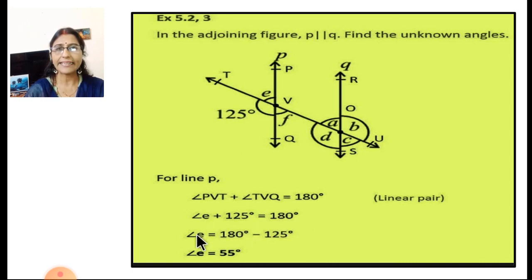Now we will keep angle E here and take this to the other side. Here it is plus, this will become minus. So angle E is equal to 180 minus 125 degrees. And 180 minus 125 is equal to 55 degrees. So we got angle E is equal to 55 degrees.